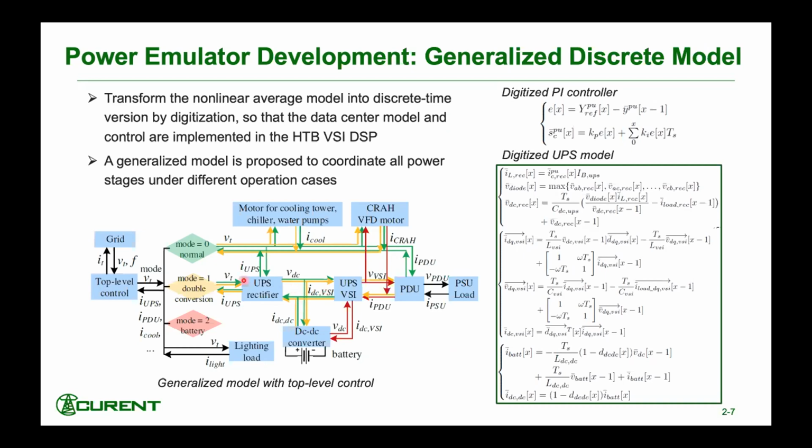So I have labeled the different power flow paths in different colors to show the operation and the power flow in different operation modes. Finally, the top level control will update the grid terminal current and start the next cycle of the calculation. So in the hardware implementation, one sampling period on the DSP corresponds to one cycle through the model.